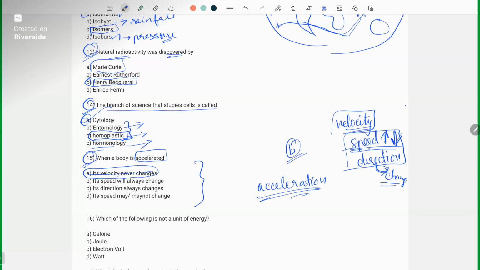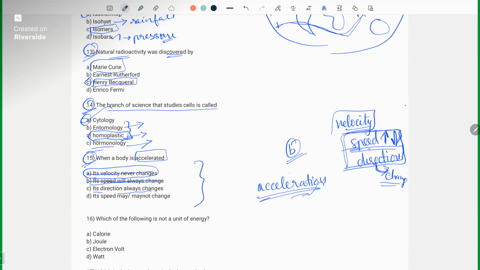ஏன்னா velocity, change in velocity is acceleration. Okay. Velocity has to change in order for acceleration to occur. And speed will always change. டைரக்ஷனா கூட இருக்கலாமே. டைரக்ஷன் சேஞ்ச் ஆயிருக்கலாம். ஸ்பீட் அப்படியே மெயின்டைன் ஆயிட்டு. அப்பவுமே ஆக்சிலரேட்டட் தான் சொல்லுவோம்.